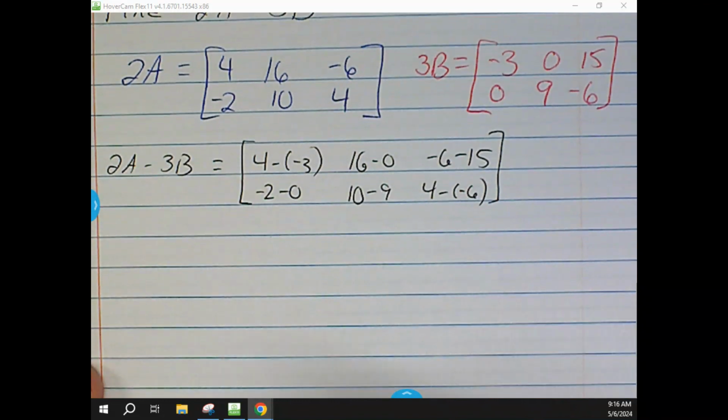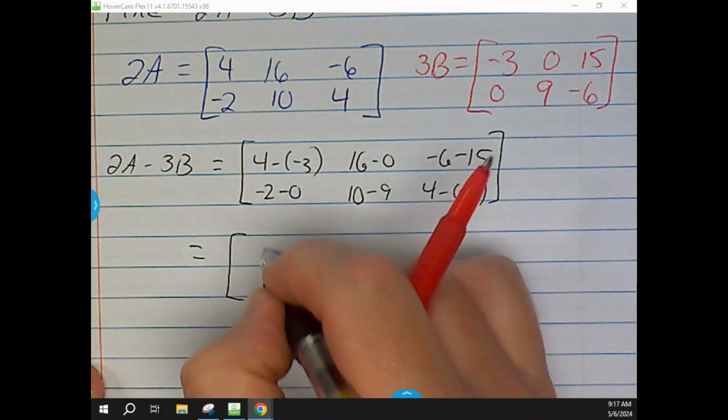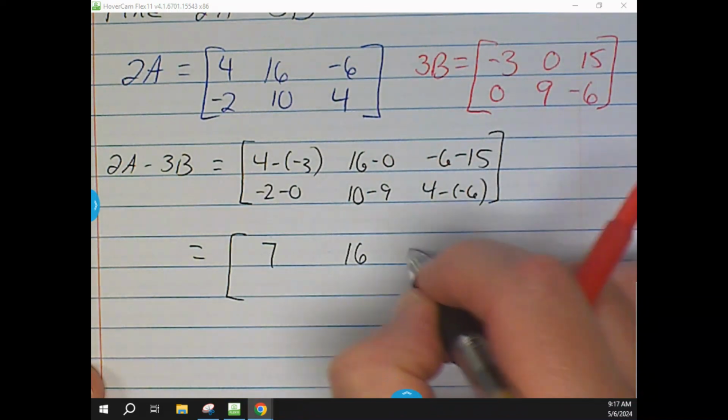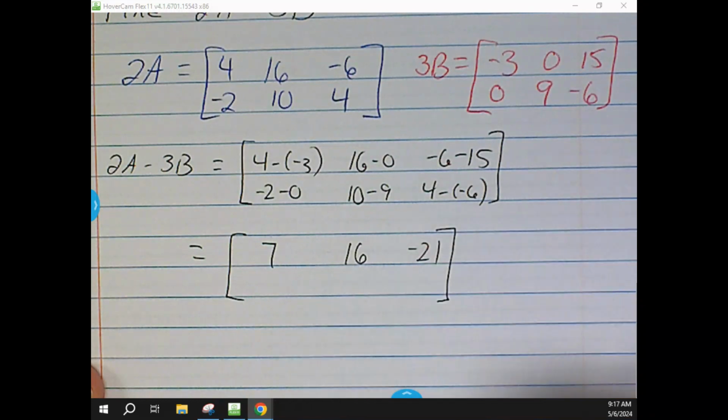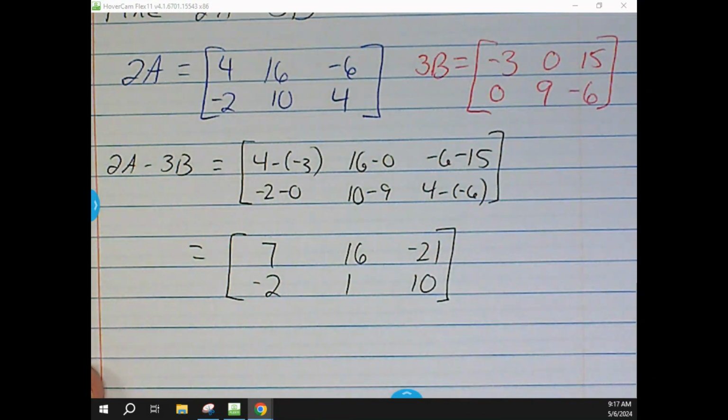Okay, and then we clean it all up, make it look all nice and pretty. So 4 minus -3 is really 4 plus 3. That's 7. 16. -21. -2. 1. And 10, because the minus negative makes that 4 plus 6. Okay, and that would be it.